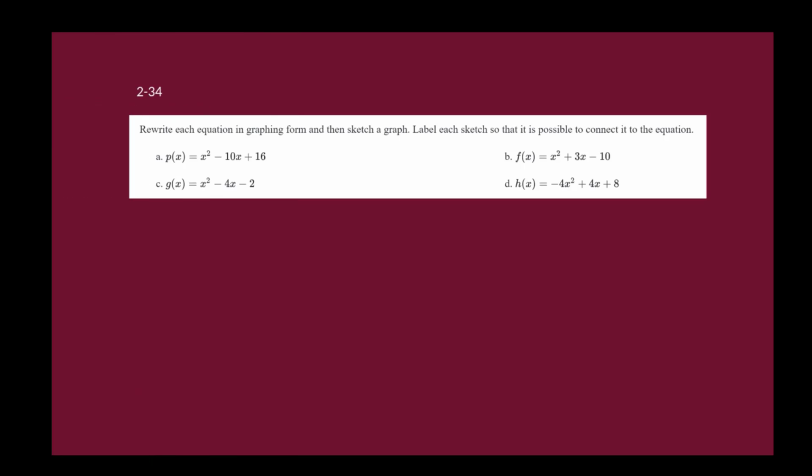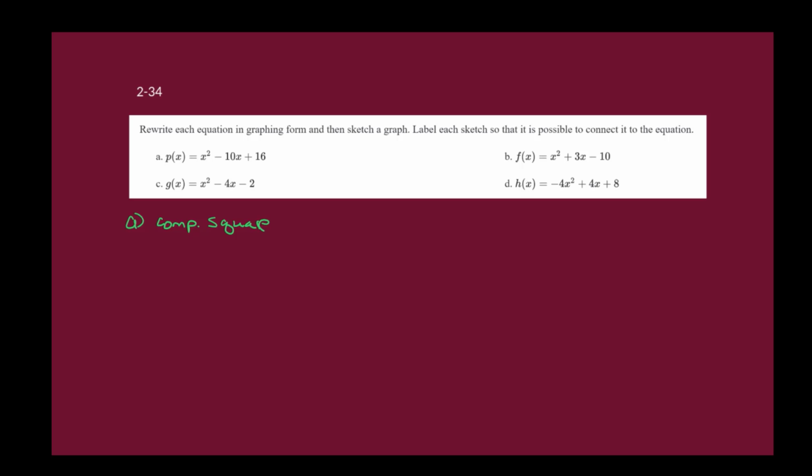Okay, so this particular problem is the last one for the lesson. It says rewrite each equation in graphing form and then sketch a graph. Label each sketch so that it's possible to connect it to the equation. I will show you the graph after I'm done going through the problems. So the first thing we're going to do is rewrite each equation, and I'm going to use both methods. So on part A, I'm going to use completing the square. All right, let's start it out.